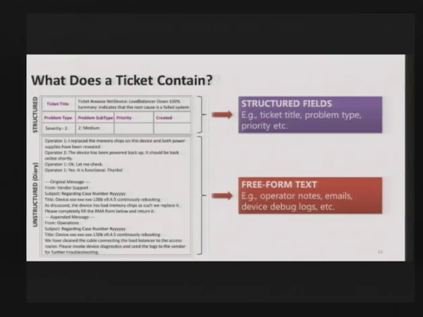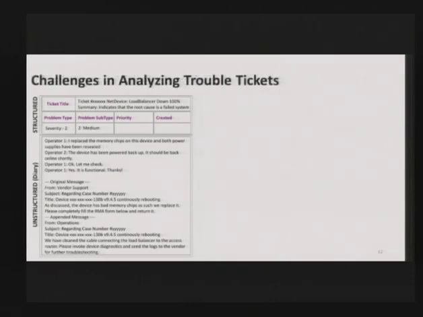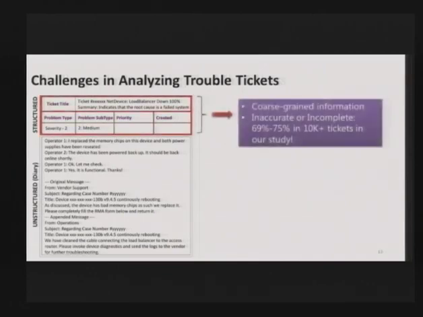Our goal is to utilize this information to extract three key features, like I was mentioning: problems, activities, and actions from a given ticket. Now, what makes this problem fundamentally hard are two key challenges. First, structured fields are often coarse-grained or inaccurate and incomplete. In a large measurement study that we conducted, we observed this to be the case in 69% to 75% of the tickets, which means that these structured fields cannot be used for any kind of inference.